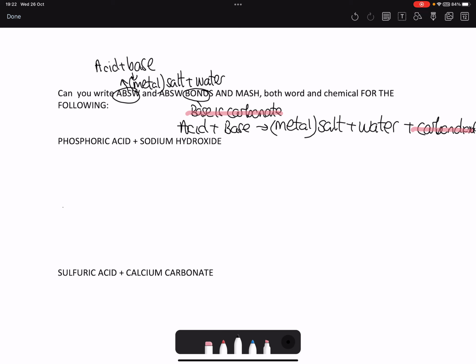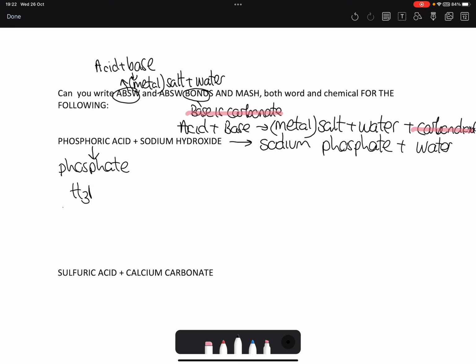Phosphoric acid plus sodium hydroxide is going to give me a metal salt, so it's going to be sodium something. And we have learned that phosphoric acid makes phosphate salts. So I'm going to make sodium phosphate and I'm going to make water. So phosphoric acid, you're either learning it or you can work it out. But we'll go with that, you've learned it from now. So H3PO4, sodium hydroxide. Okay, I'm going to take a step back.